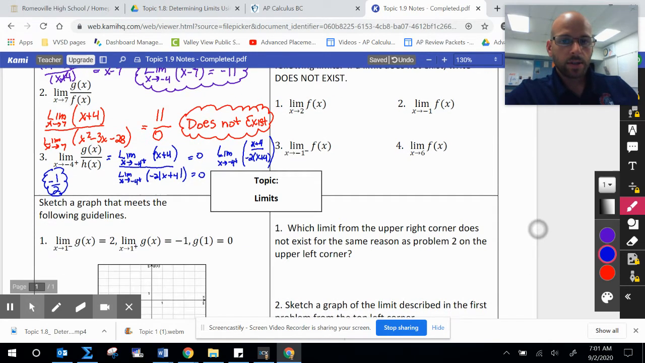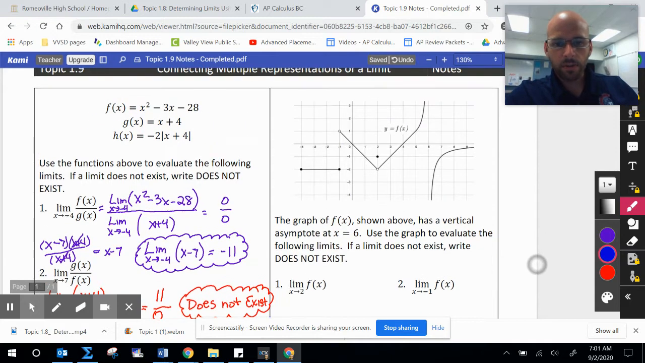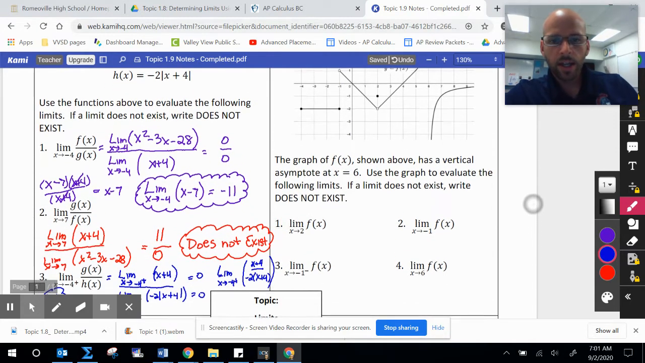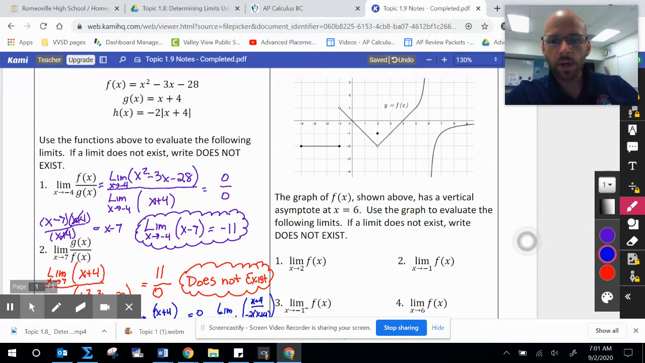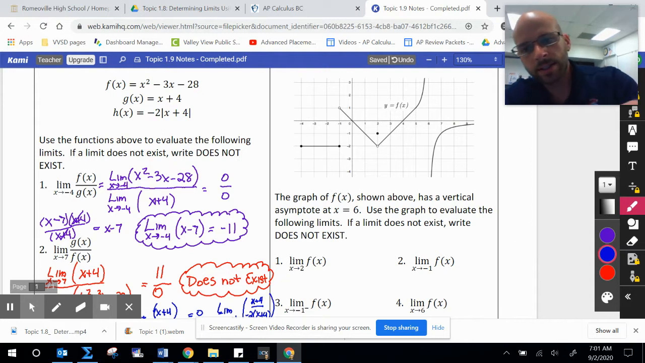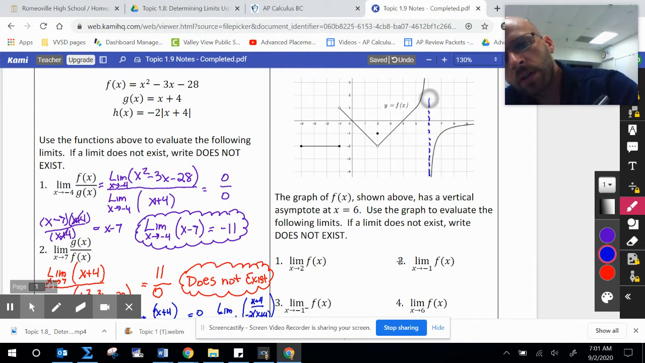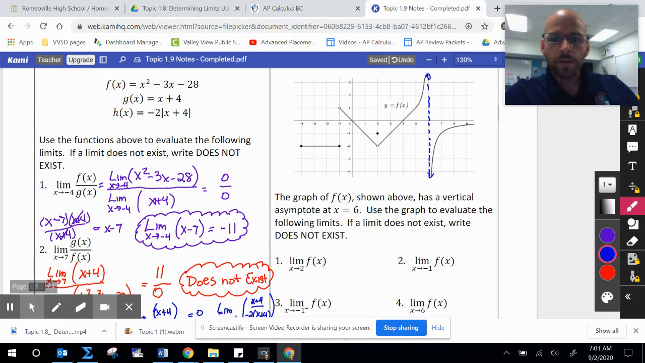Okay? So let's go to the box to the right here. We're just going to keep moving on. So the graph of f of x shown above has a vertical asymptote at 6. So that's important. We need to know that this is a vertical asymptote. Use the graph to evaluate the following limits. If the limit does not exist, write it does not exist.